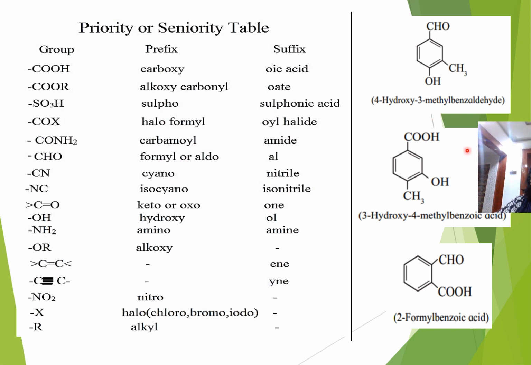Clear? Then in this one, the COOH group is attached, OH is attached, and CH3 is attached. So the COOH group is given preference and considered with the parent chain, and it is 1, 2, 3. On the third position the OH group is there, on the fourth position the methyl group is there. So it is 3-hydroxy-4-methylbenzoic acid. Clear?